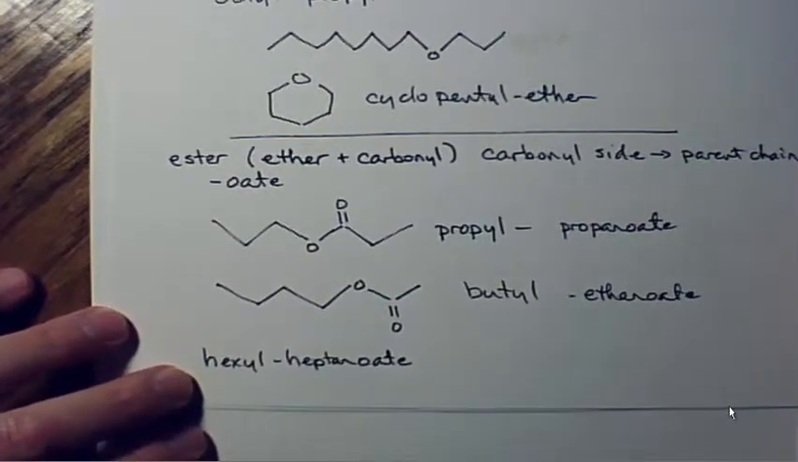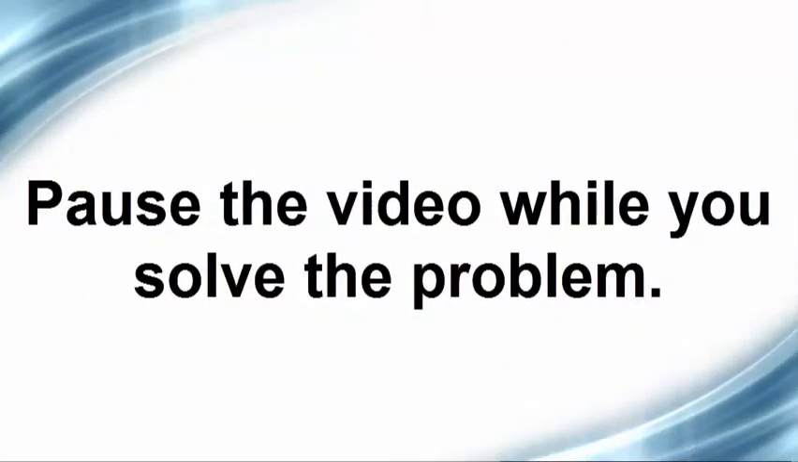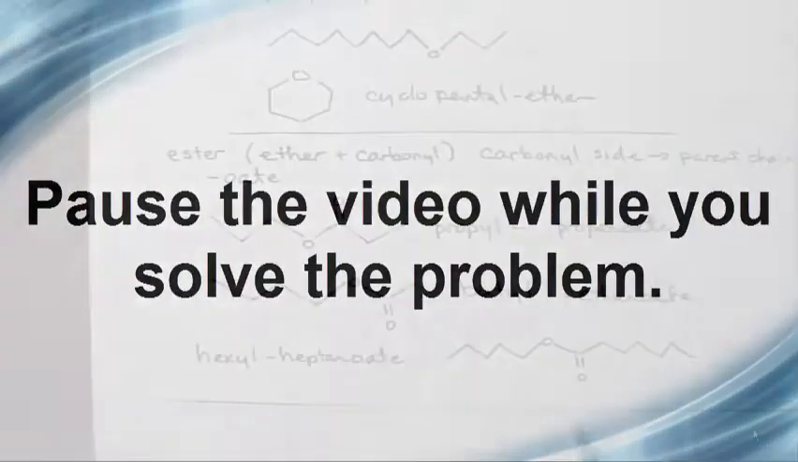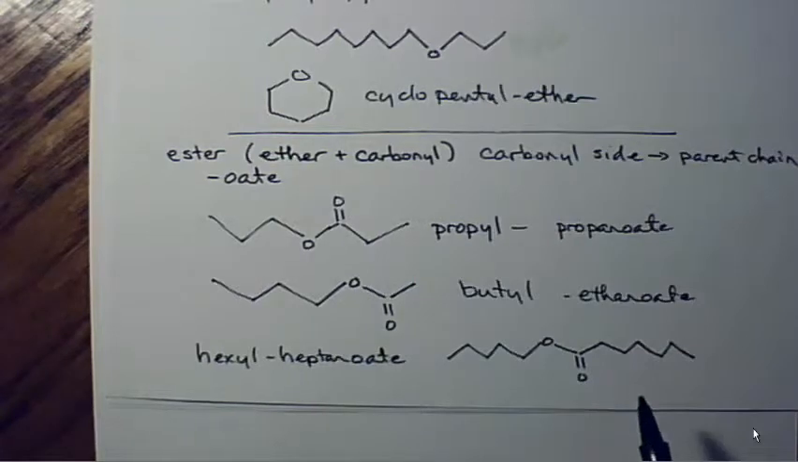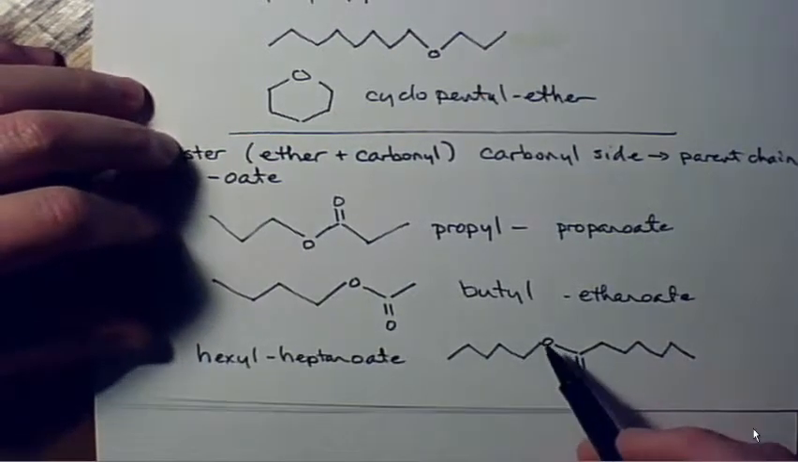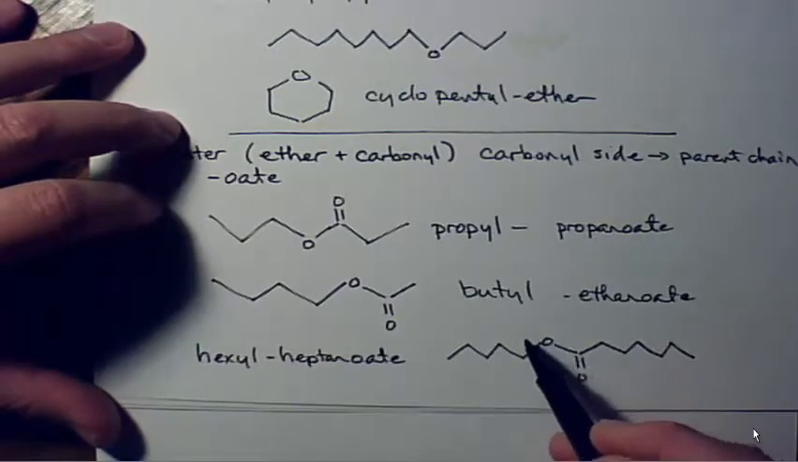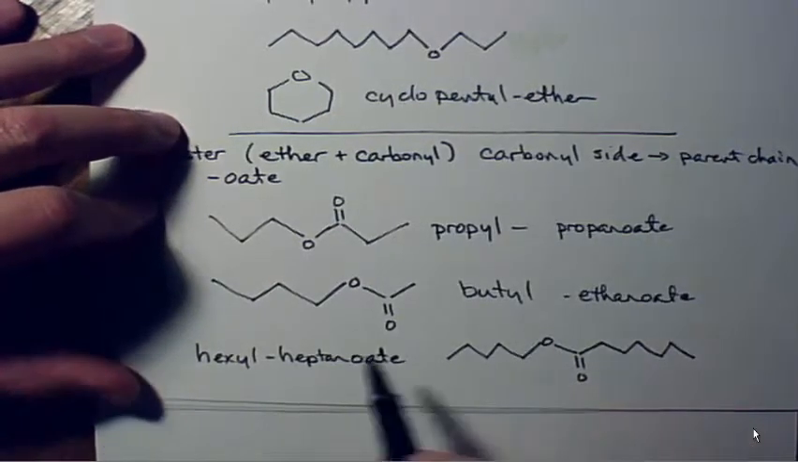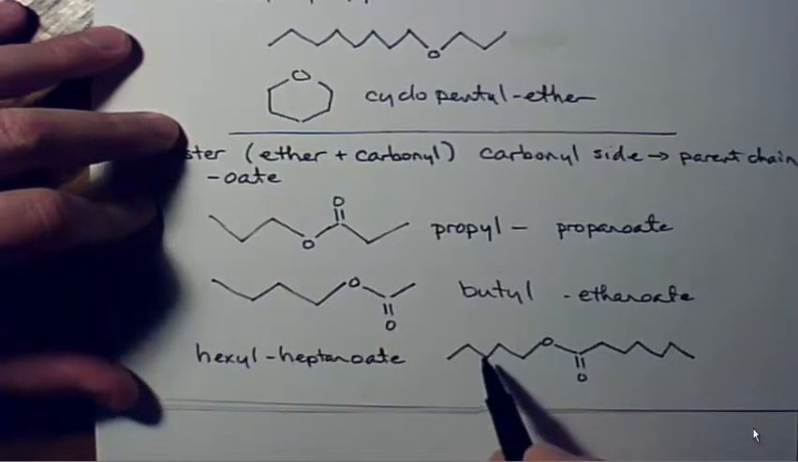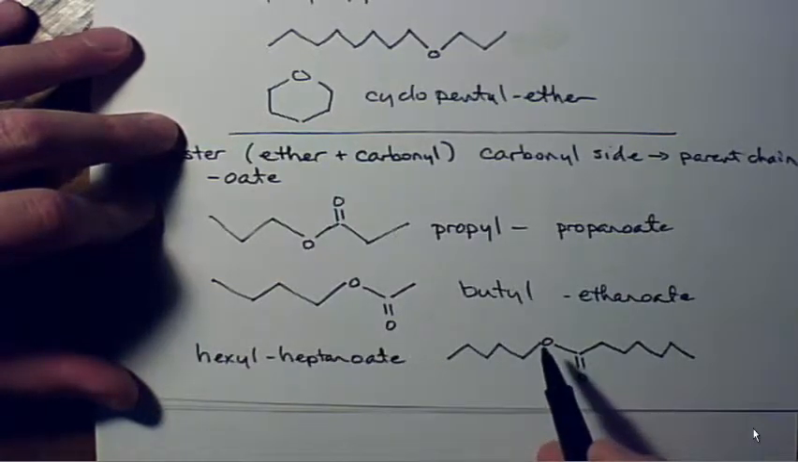Write a structural formula for hexyl heptanoate. Hexyl heptanoate. Yes, the carbonyl group has to be next to the ether. The chain on the side over here next to the ether is your prefix name. So 1, 2, 3, 4, 5.